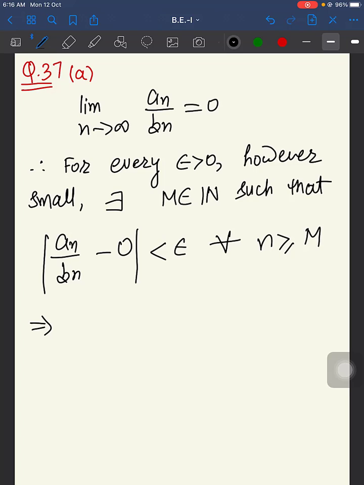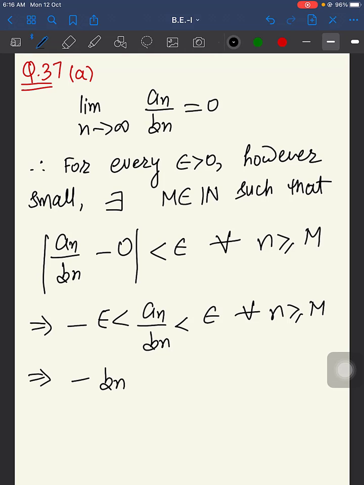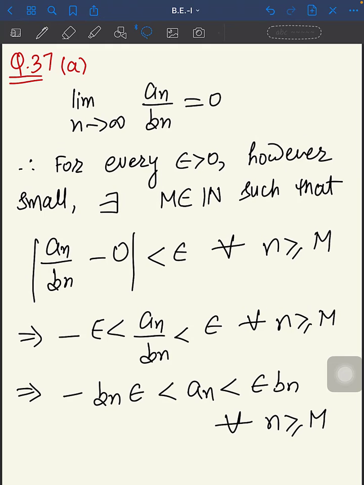So from here I can write it as minus epsilon to plus epsilon for all n greater than or equal to m, right? So minus epsilon times bn and an less than epsilon times bn for all n greater than or equal to m. This equation, now you may take the right hand part of this.